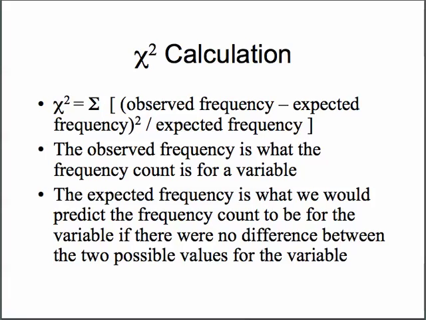Chi-square, abbreviated as the Greek letter chi squared, is appropriate for comparing frequencies of variable results. The basic chi-square calculation is the sum of the observed frequency minus the expected frequency squared divided by the expected frequency. The observed frequency is what the frequency count is for a variable. The expected frequency is what we would predict the frequency count to be if there were no difference between the two possible values for the variable.